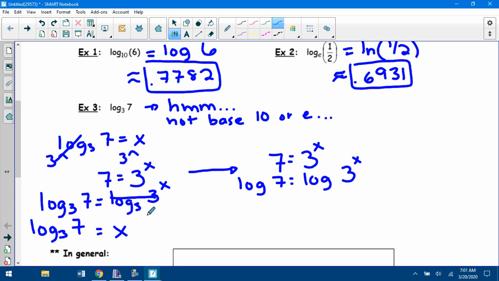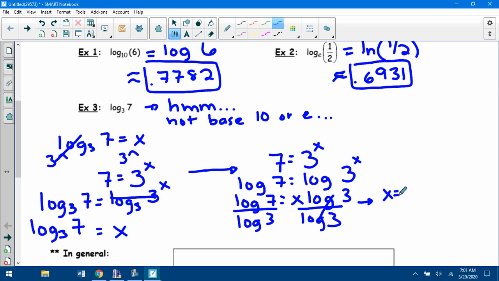So I don't have this situation, but instead, what could I do with that x? Well, think of your properties from yesterday. It's an exponent, so where can it go? Right, in front. So I'd have log of 7 equals x log of 3. If I want to solve for x, this is just x times log 3, so I could divide. And I get x equals log of 7 divided by log of 3.